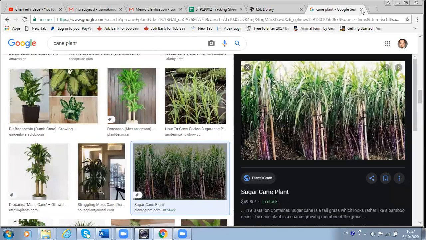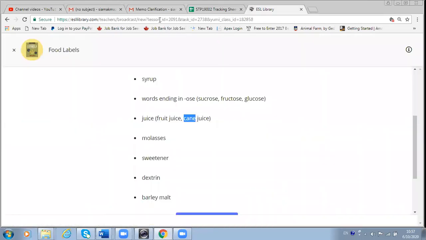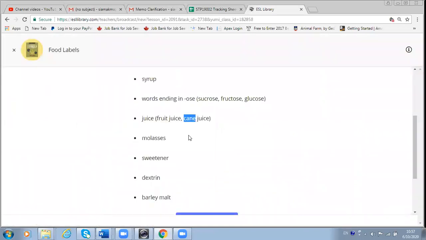So it doesn't make any difference. It's just cane or cane fruit, whatever it is. It means it is sugar. So cane juice is the same as sugar. Molasses, you know molasses? Yes. Yeah, molasses.